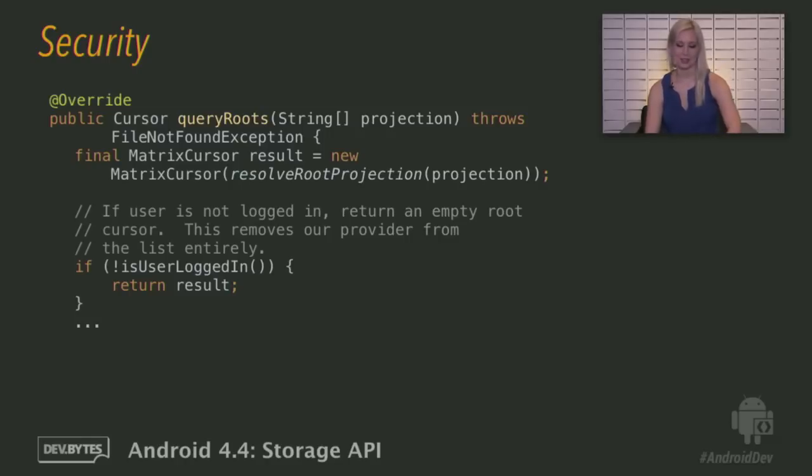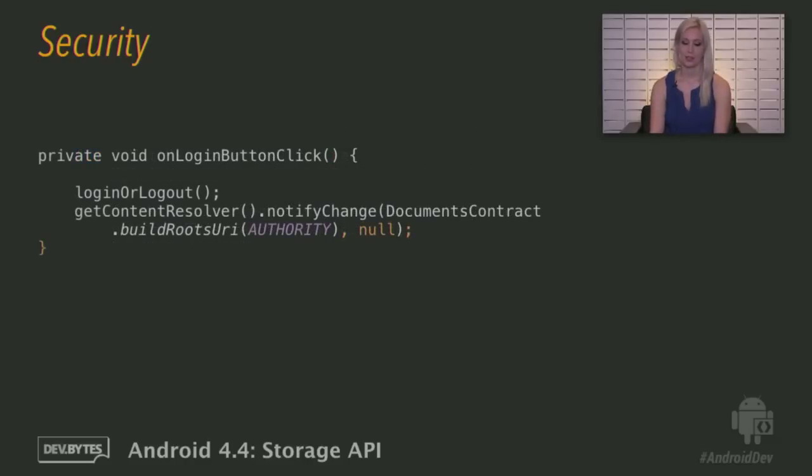In any case, you're starting, your user is not logged in. What you do in your content provider is to return 0 roots, that is, an empty root cursor. This might be important if your user had been logged in previously and you had been providing a root full of documents. Now you don't want to. The other step to this is to call getContentResolver notify change. Remember the documents contract? We're using it to make this URI. This tells the system to query the roots of our provider again, which will return a different value now because of the if statement we just saw.